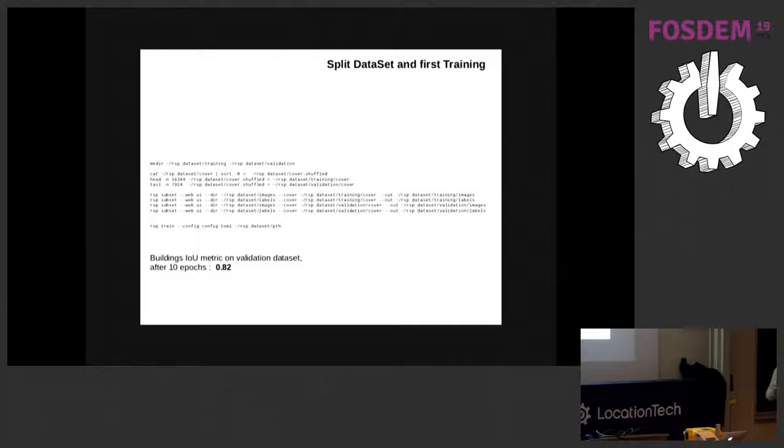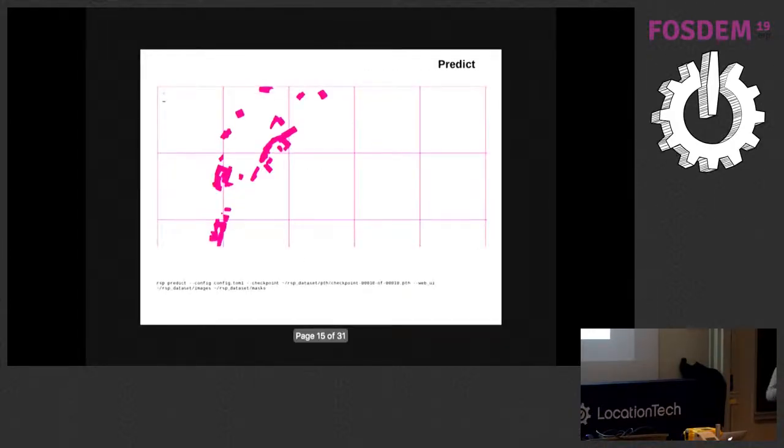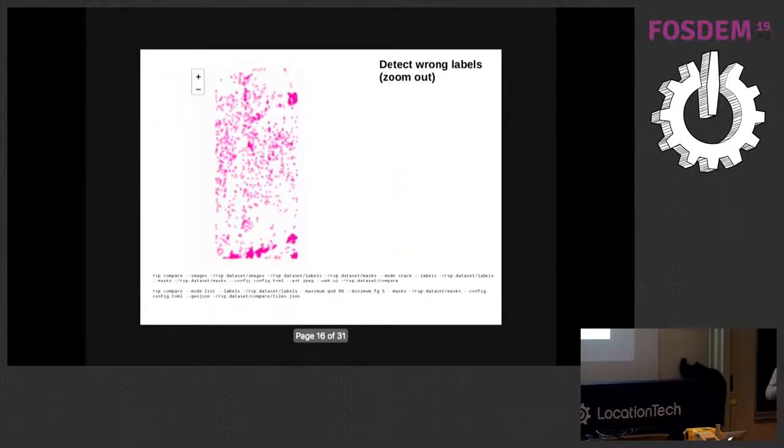To improve it, the point is to remove all the labels that are not accurate enough to be used in the training dataset. So if we look at the very first predict result, it's as simple as launching, on the trained model, the images to create new masks in the output. To detect if some predictions are not good enough, we launch a compare command between what we are supposed to get and what is created in the output.